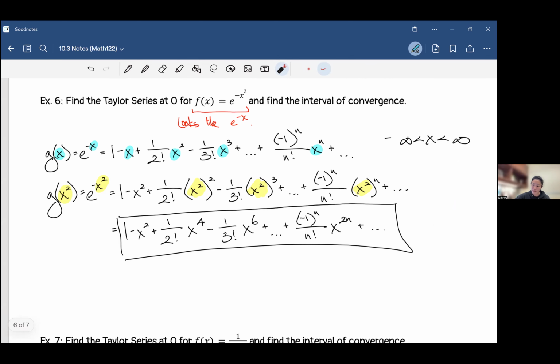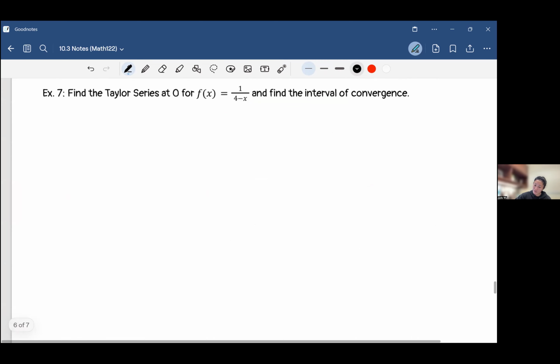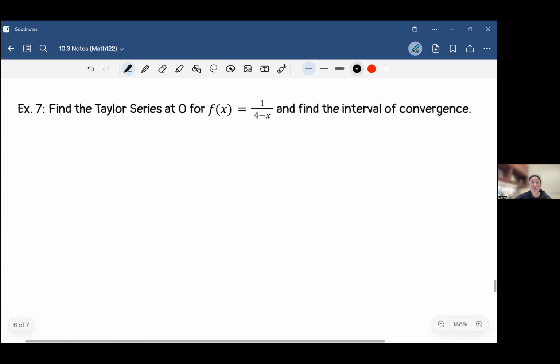All right, let's try another example. Example 7. Find the Taylor series at 0 for f of x equals 1 over 4 minus x, and find the interval of convergence.